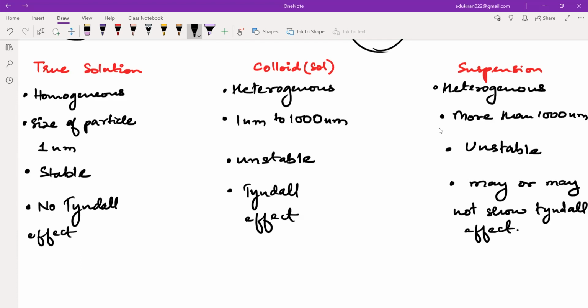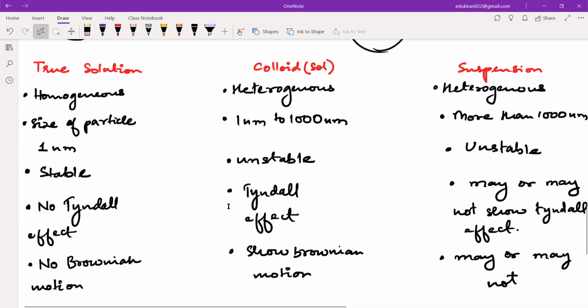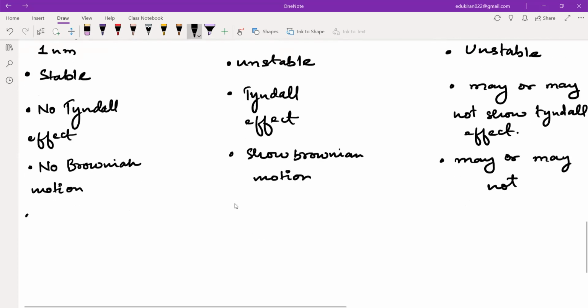Then there is one thing known as Brownian motion. True solution: no Brownian motion. Colloid will show Brownian motion. And suspension may or may not. Now, here the solute particles are not visible.